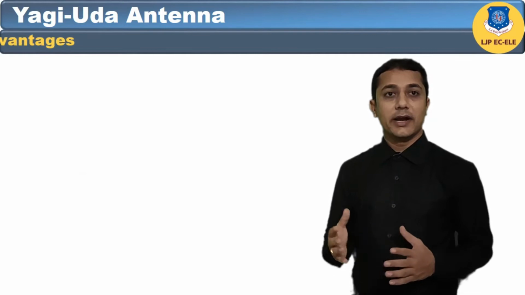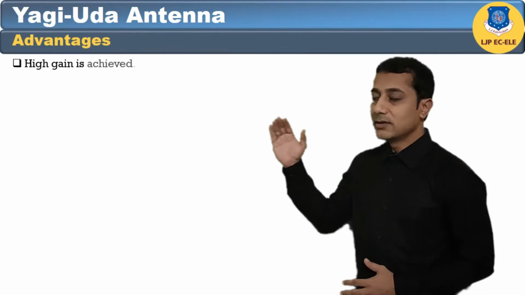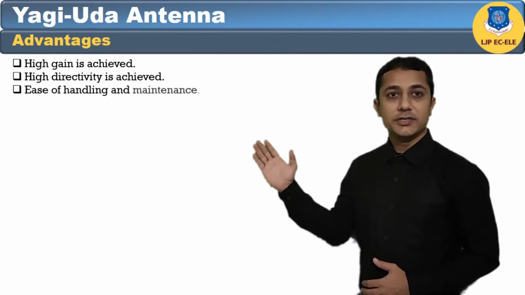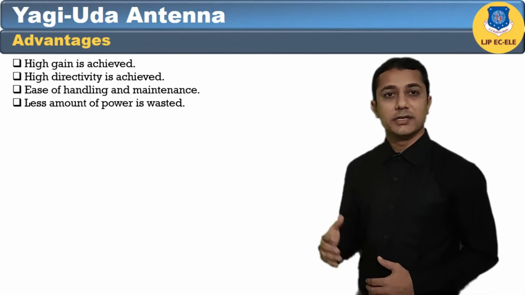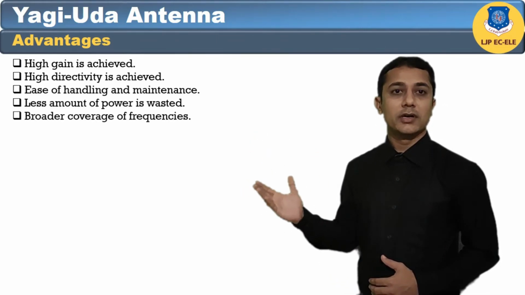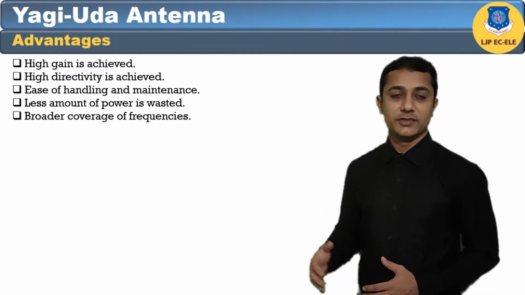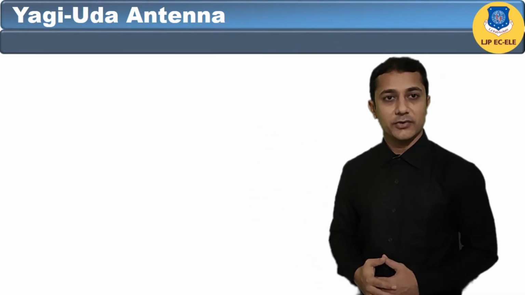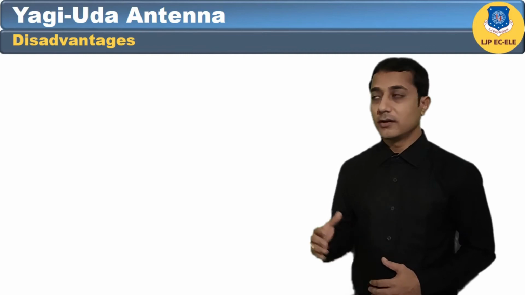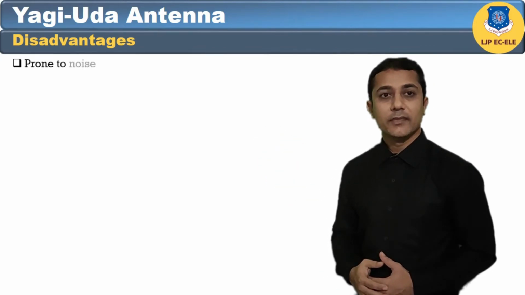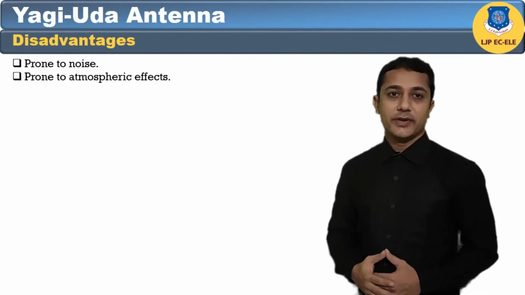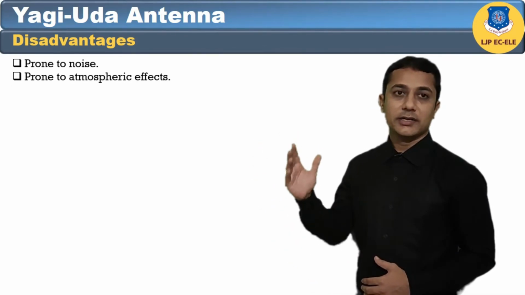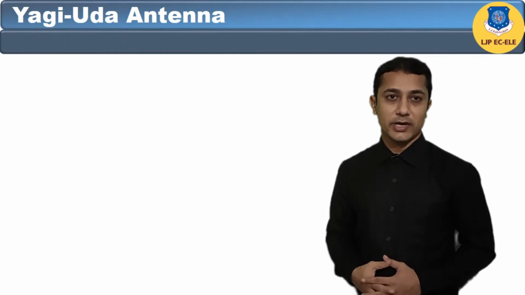Now let's see the advantages. First, high gain is achieved, high directivity is achieved, ease of handling and maintenance, less amount of power is wasted, and broader coverage of frequencies. So these are all the advantages of the Yagi-Uda antenna. Now let's see what the disadvantages are. First, it is prone to noise, and prone to atmospheric effects. These two are the disadvantages of the Yagi-Uda antenna.